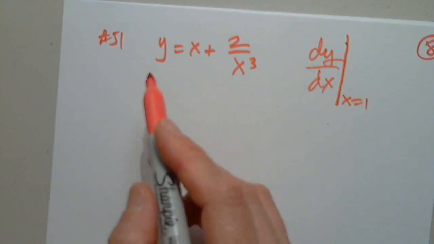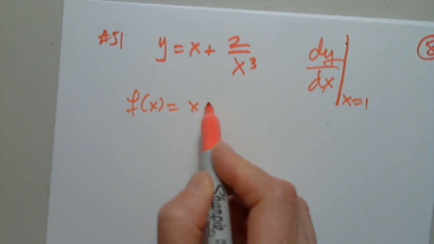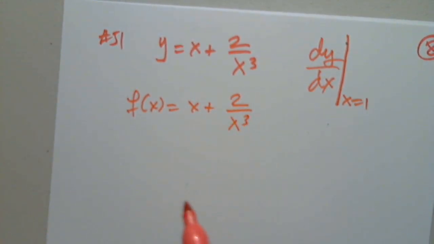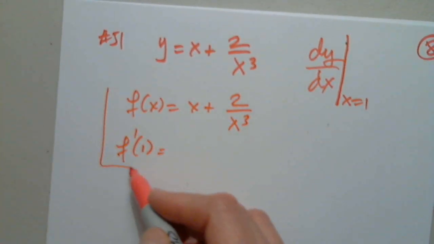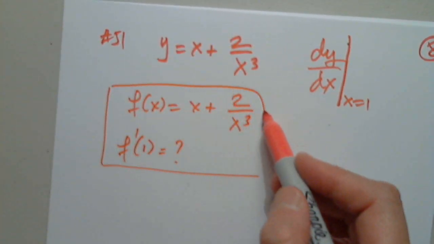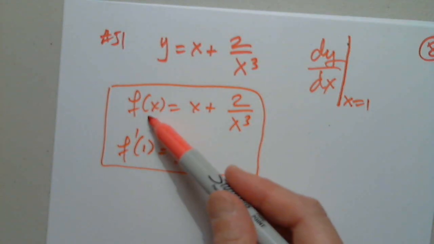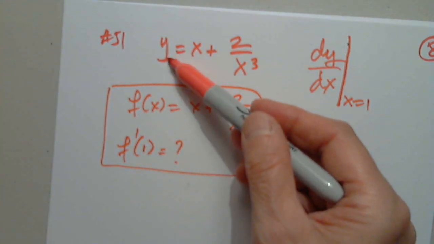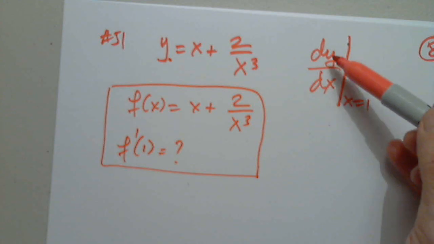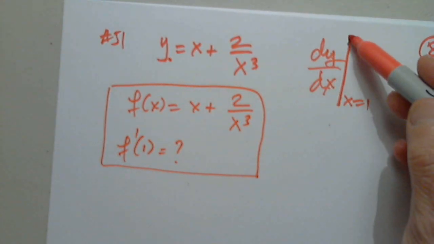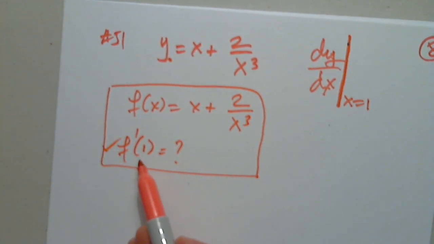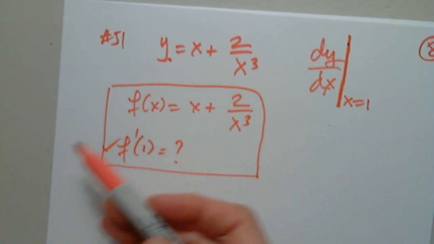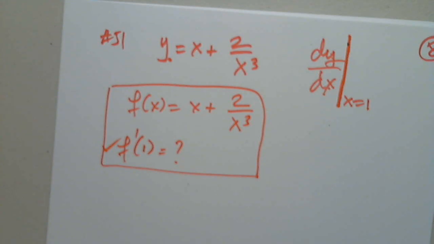So there are two different notations. If I use the notation f of x equals x plus 2 over x to the third, very simple, I will say find f prime of 1. So this is one notation. If instead of f of x, we use y, then we tend to ask dy over dx evaluated at x equals 1. Of course, this is a much easier notation than this one is, but we have to get used to both notations, and you'll see later on why both are important.